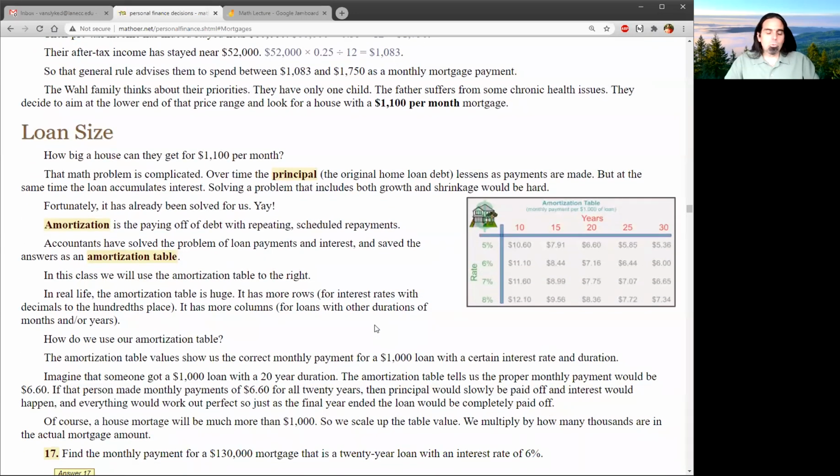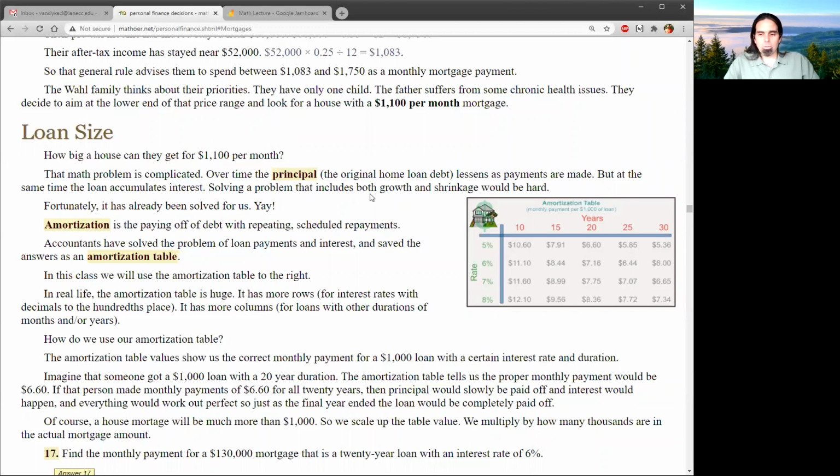Okay, now sort of part two of our story. How big a house can they get for $1,100 per month? So this is a very complicated math problem. You could imagine that there was the original loan called the principal, and it goes down every month as they pay it off. But it's also true that there's interest. So every month it gets bigger by an amount too. So it's shrinking and it's growing at the same time, and that's complicated.